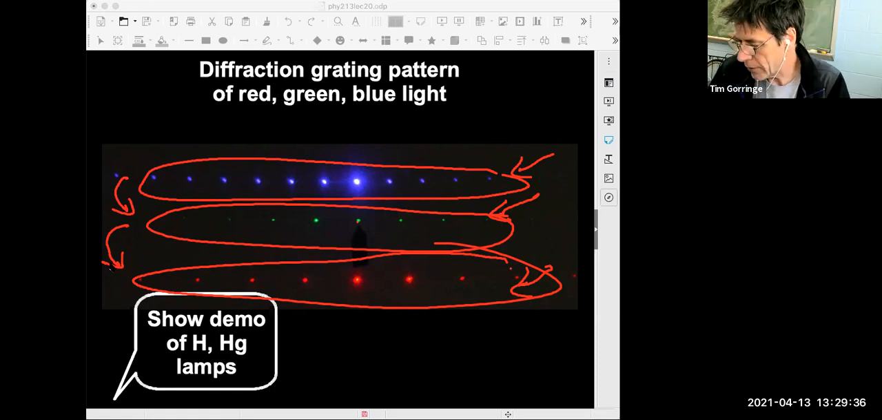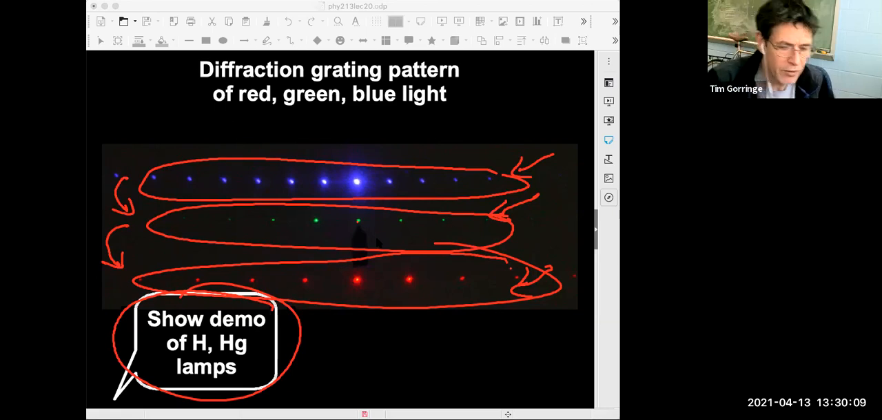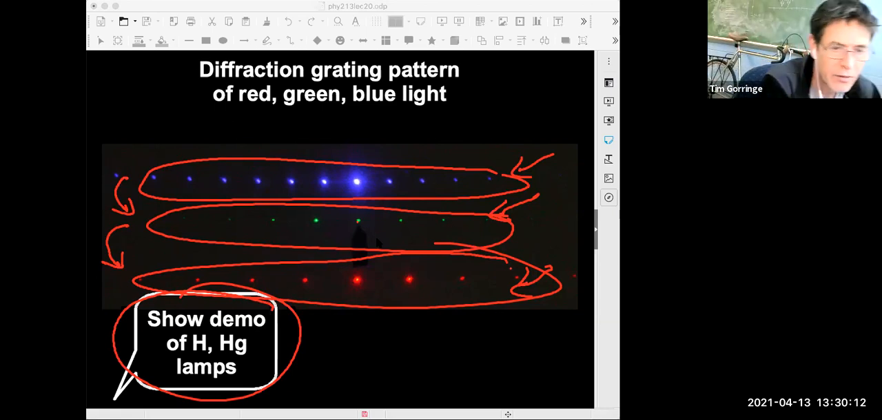I'm going to show you a couple of demonstrations of diffraction grating patterns. So the picture showed blue, green, and red laser light, but I'm going to show you the diffraction patterns of a couple of lamps. One's called a mercury lamp, and we're going to see the colors of light produced by mercury atoms, and one's a hydrogen lamp, the simplest atom, and we'll see the colors of light from hydrogen. So let me share a different screen.